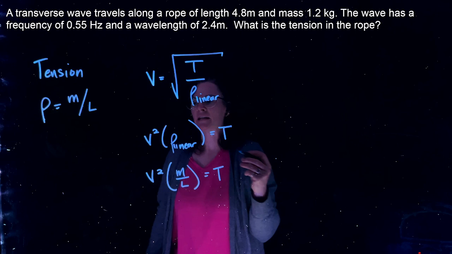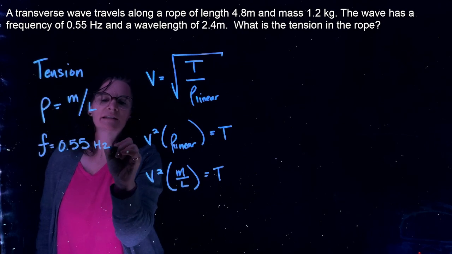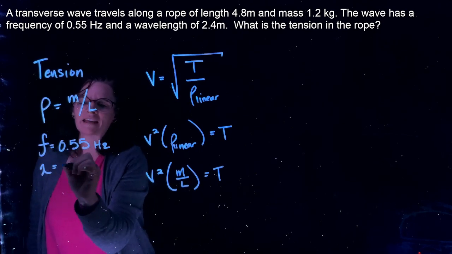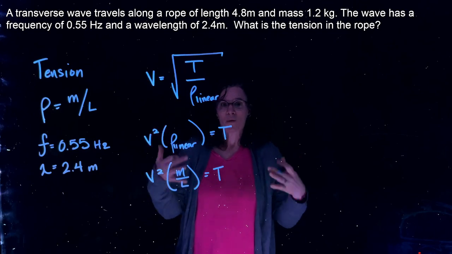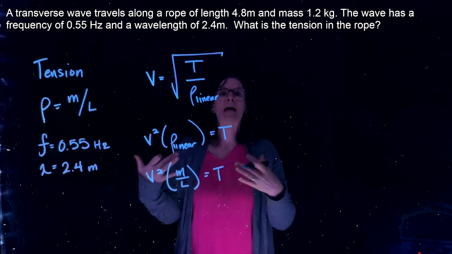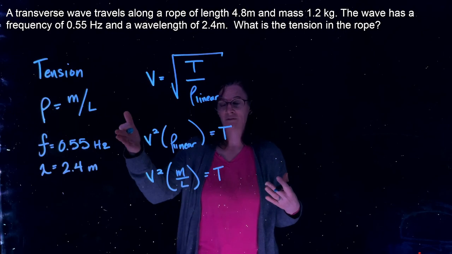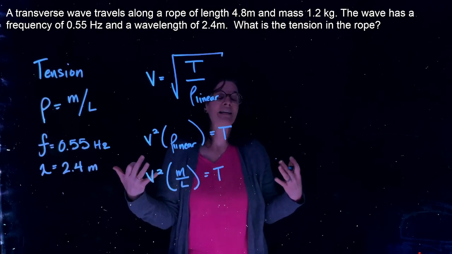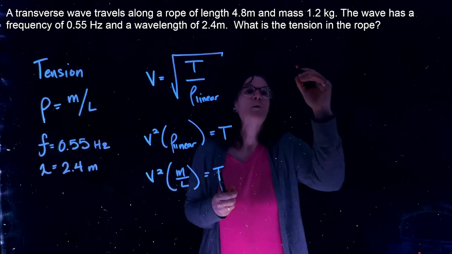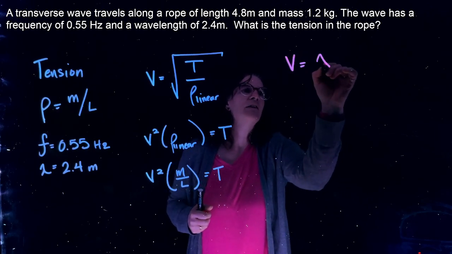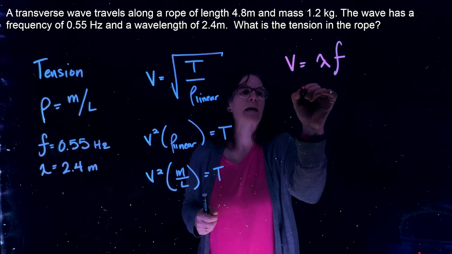Well, we're given that the frequency of the wave is equal to 0.55 hertz. And we're also told that the wavelength is 2.4 meters. Although the wave speed is dependent on the properties of the medium, the relationship between wave speed, frequency, and wavelength is a set relationship. So if we look at our wave equation, the velocity of a wave is equal to the wavelength times the frequency. I can use that to get my wave velocity.